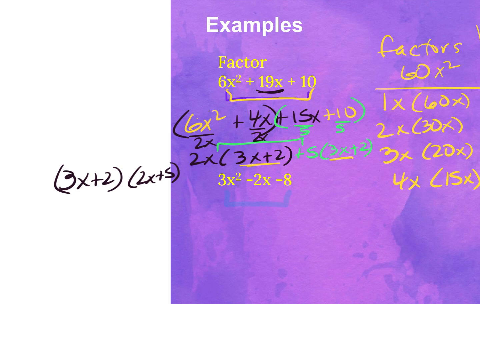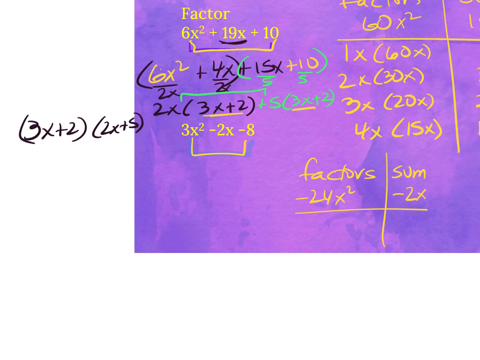Next one, we're doing exactly the same thing. You're going to go ahead and multiply. So we're looking for factors of 3x squared times -8x, which will give us -24x squared, that will sum to give me -2x. So if I start my organized list here, again, the signs need to be different, and the bigger number will be the negative. So 1x times -24x.